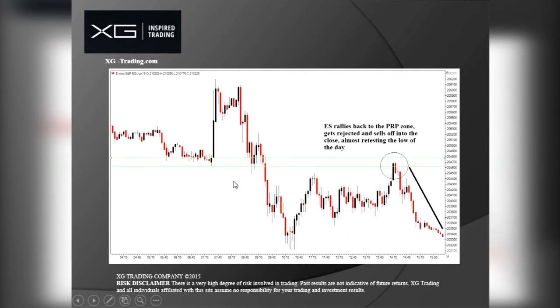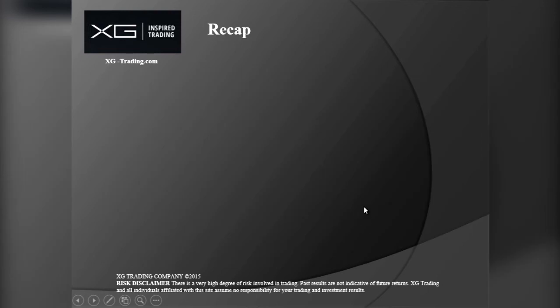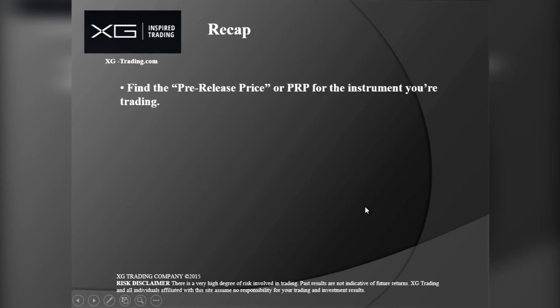Now, here's another part, just to show the importance of this PRP zone. You can see as the day went on, after the S&P made a low, it came back up towards the end of the day, maybe 45 minutes before the bell, came right into that PRP zone, and then sold off hard almost all the way down to the lows of the day into the close. This area is very important for price, for news releases, and watching it.